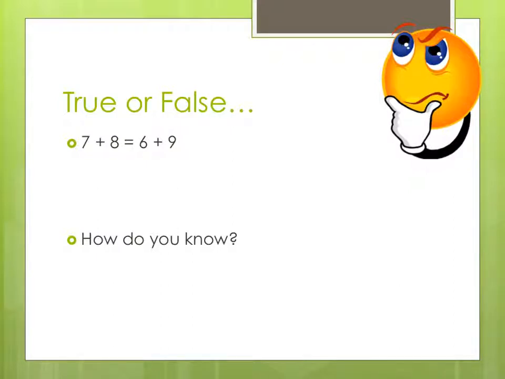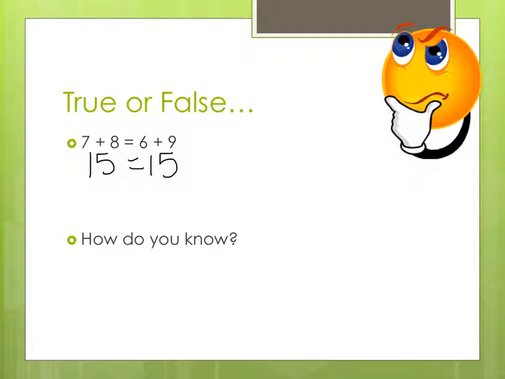Look at this statement. 7 plus 8 equals 6 plus 9. Is this true or false? You might be thinking, I can easily prove this true. 7 plus 7 is 14, and then 1 more is 15. So 7 plus 8 is 15. And 6 plus 9 is also 15, since if I take 1 from the 6 and add it to the 9, I get 10, and then 10 plus 5 is 15. 15 is equal to 15, so of course it's true.